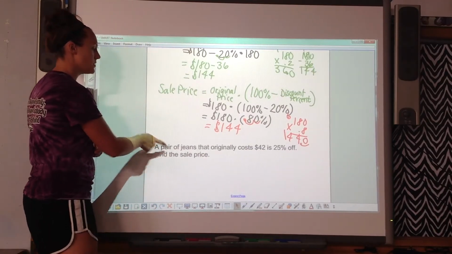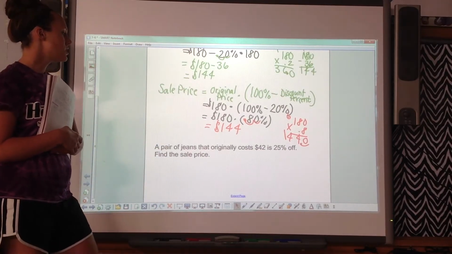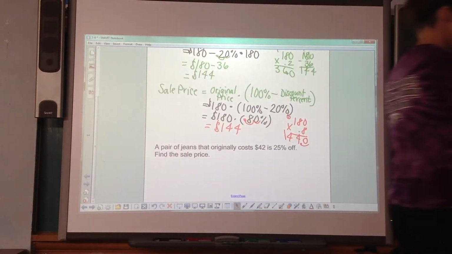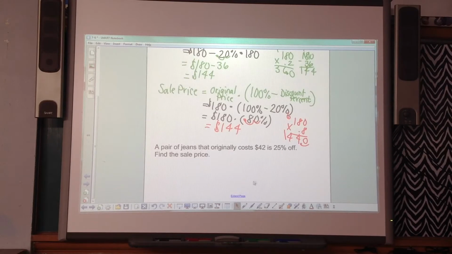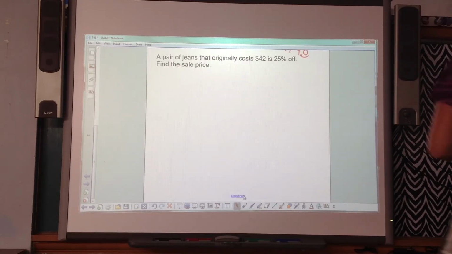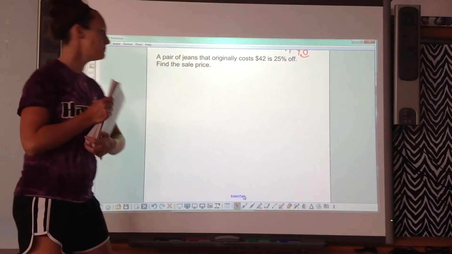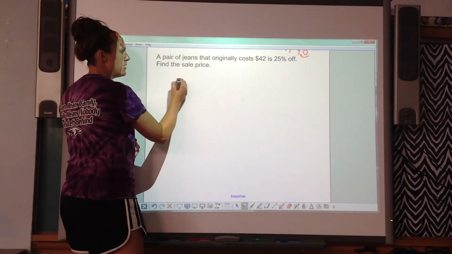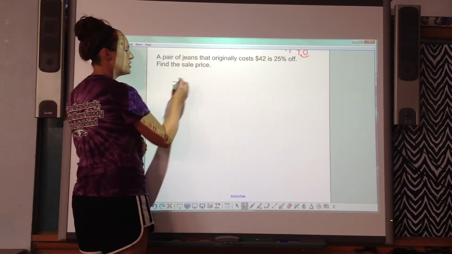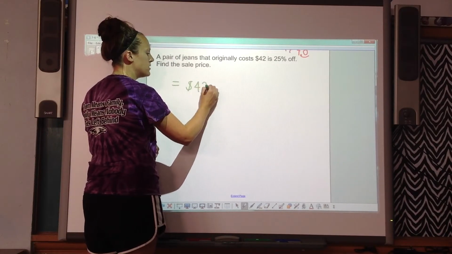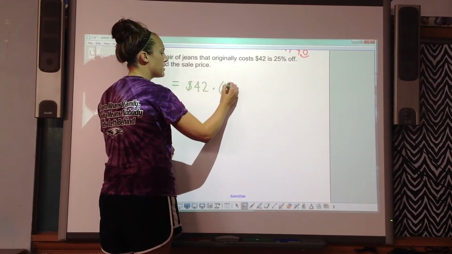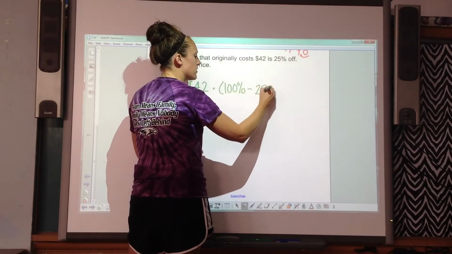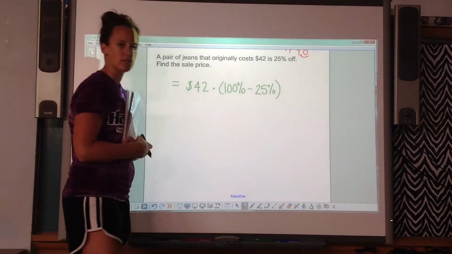Your job is to solve this problem. A pair of jeans that originally cost $42 is 25% off. Find the sale price. I'm going to use the second method for this one. You should get the same answer if you use the first method. So to find the sale price, I'm going to take the original amount, $42. I'm going to multiply that times 100%. That represents the original amount, and subtract 25%.